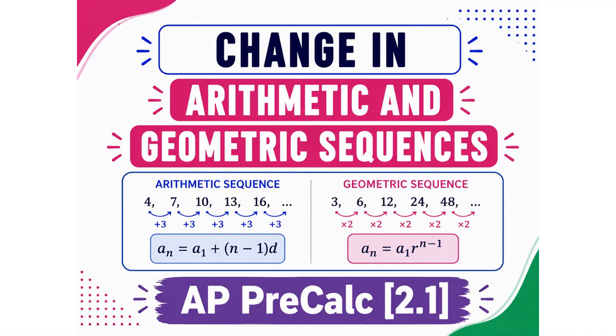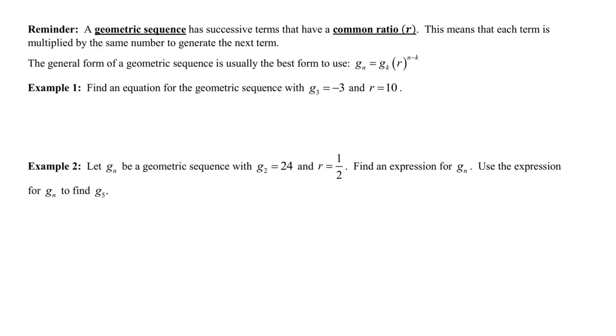This is day 2 of lesson 2.1, Arithmetic and Geometric Sequences. All right, let's remember that a geometric sequence has successive terms with a common ratio. That means each term is being multiplied by the same number to get to the next term. Our general formula with some k's in there. So let's go to example 1 here.